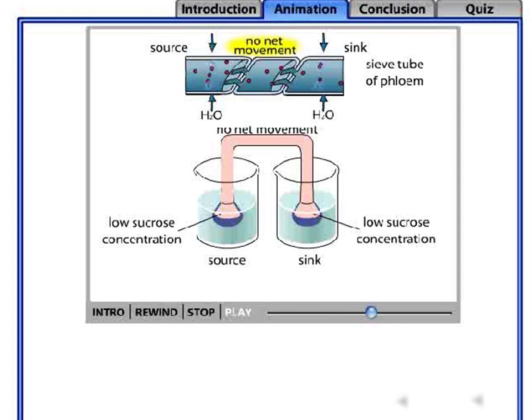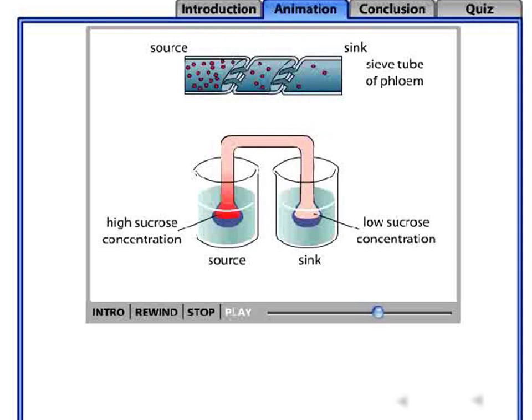In an experiment in which one funnel contains a high concentration of sucrose and the other contains a low concentration, water initially diffuses into both funnels, but soon only diffuses into the source end. As water flows into the source end, the solution is pushed through the tube and water is forced out the other end.